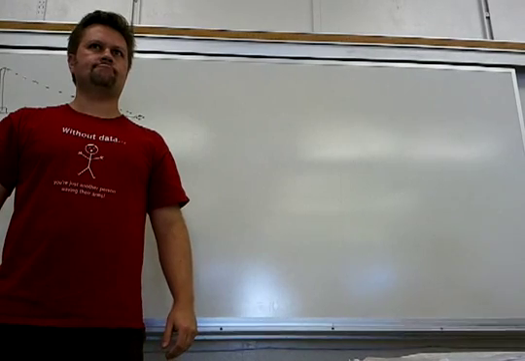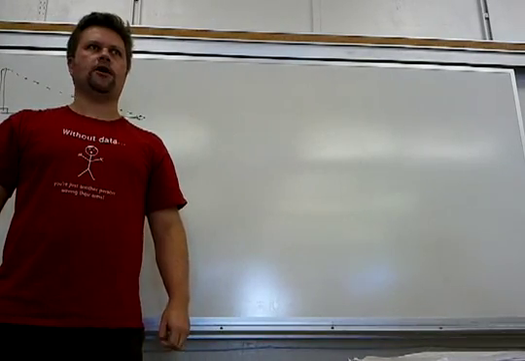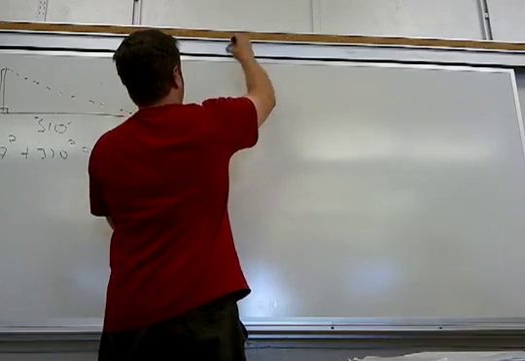37 squared is 1,369. 310 squared is 96,100. All right, so square root that.